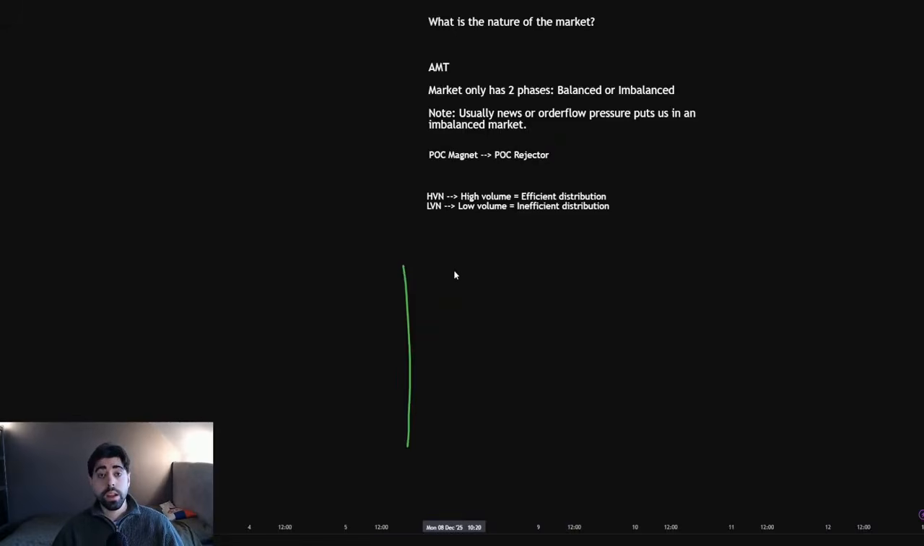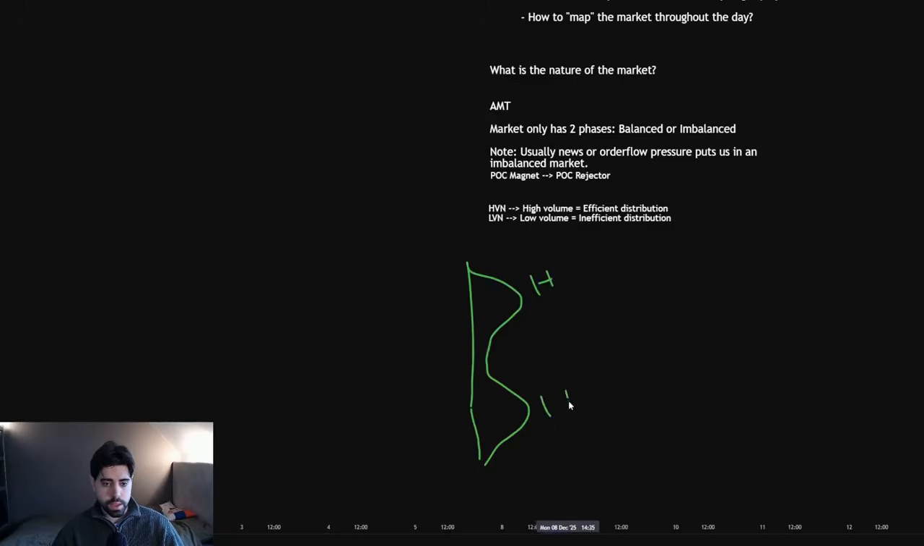Okay, next thing. What's the difference between a high volume node and a low volume node, and how do they work? So in short, a high volume node is where there was high volume on that level. So it was efficient distribution, meaning the market had time to take a lot of trades there and it was distributed efficiently. A low volume node, however, is where there was low volume and where the market didn't have time to distribute efficiently. So for example, this is a high and this is a low volume node.